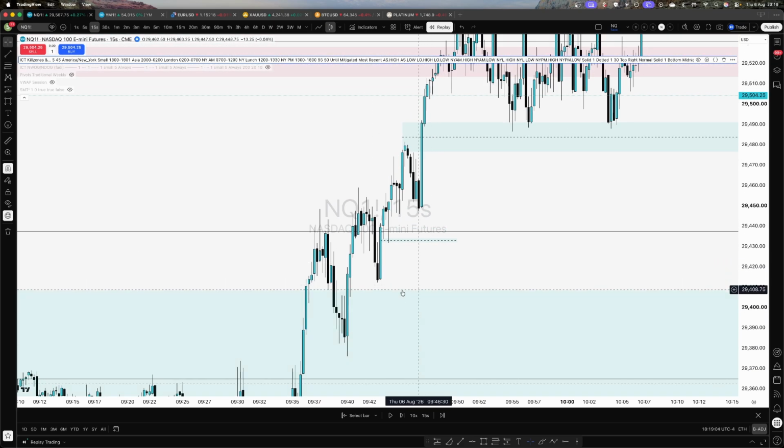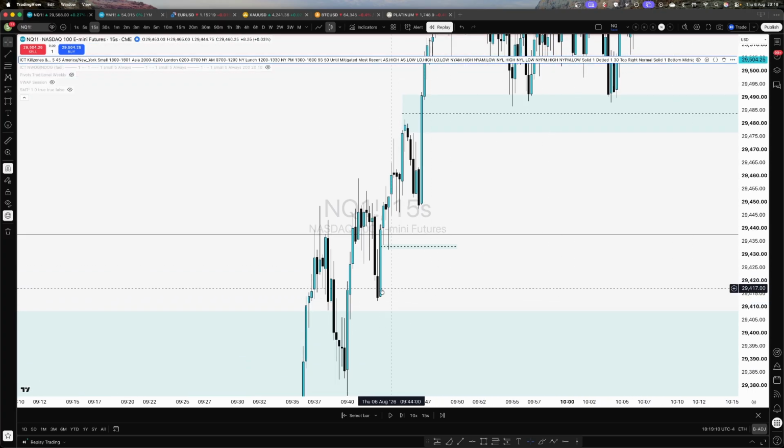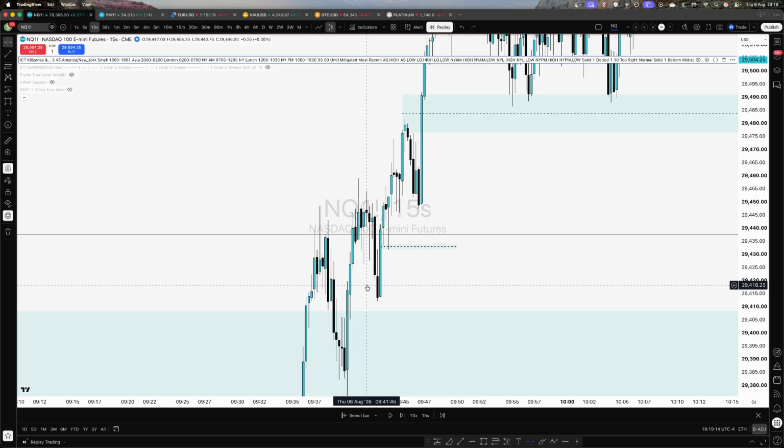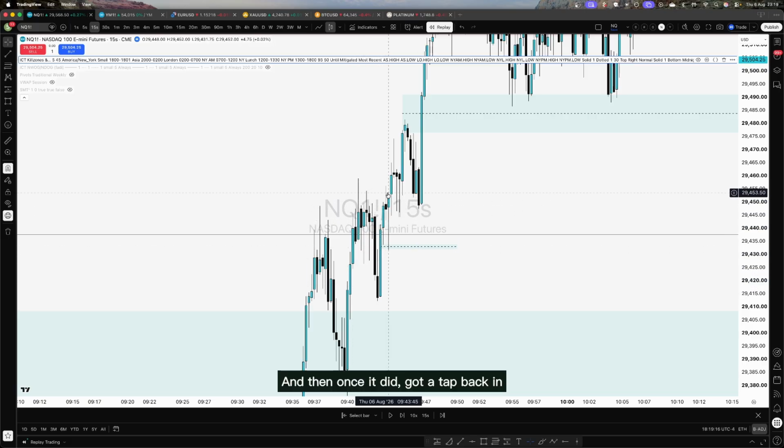How do we know, and when can we tell for sure that the market is pushing higher? And we can see over here, the market created a massive displacement, tapping into this gap here, and then once it did, we got a tap back in to this 15-second gap at the London low. Okay, so it's very, very intricate.